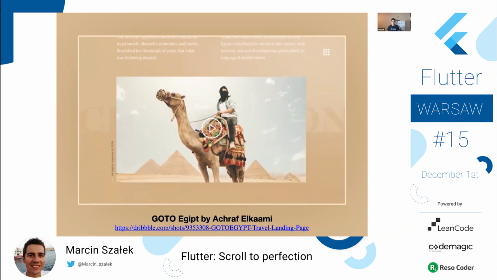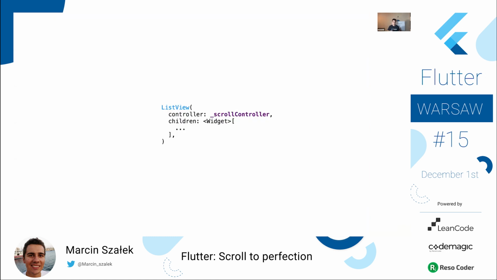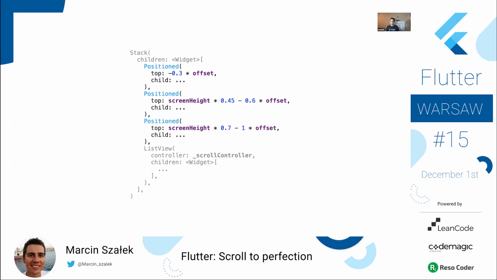Yeah, and to achieve this effect, we will use stack because stacks are great for parallaxes. So we have our list view. Inside this list view, we will have our normal content of our page, which will be below this parallax effect. We will wrap the list view inside a stack because stacks are great for parallaxes. And we will add a few positioned items.